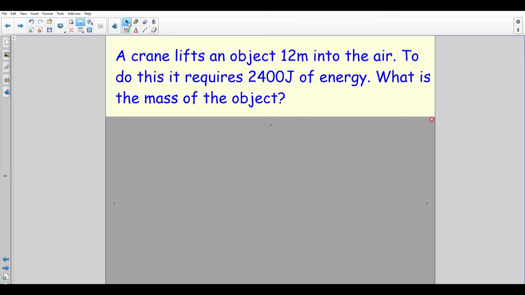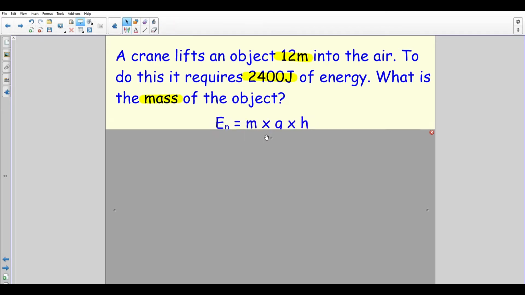So this question, we'll read through it again. We've got an object 12 meters in the air, and it takes 2,400 joules of energy to do it. So we've both got two numbers, both in the right units we want them to be. But this time we know the energy and we want to know what is the mass. So we'll go through this and look at what we need to do.